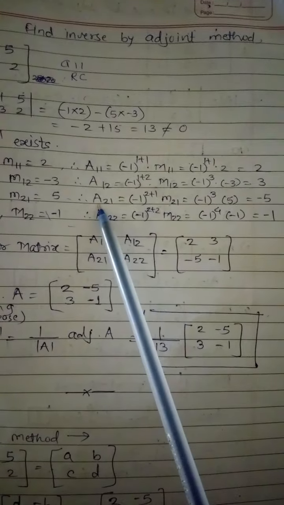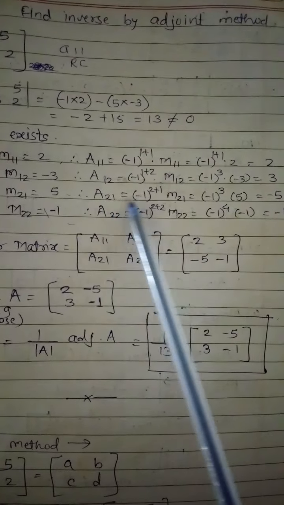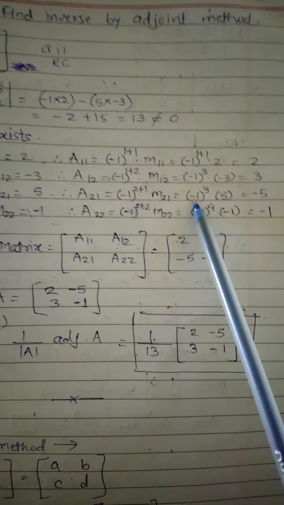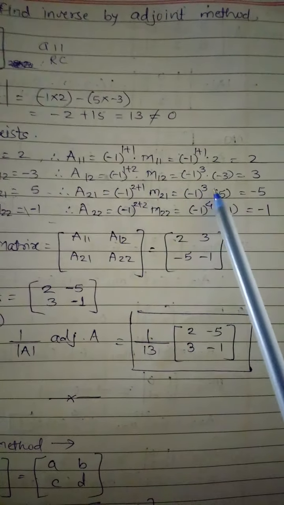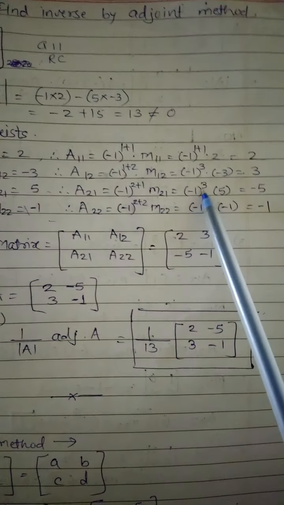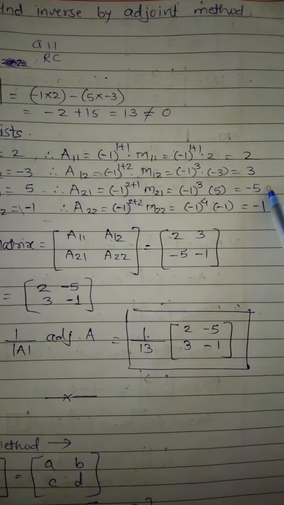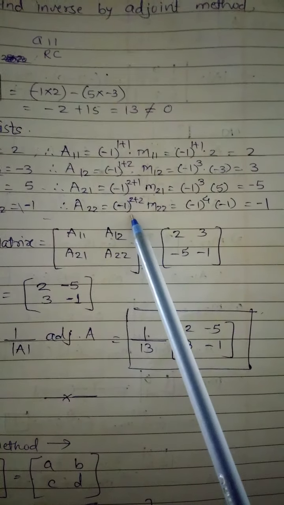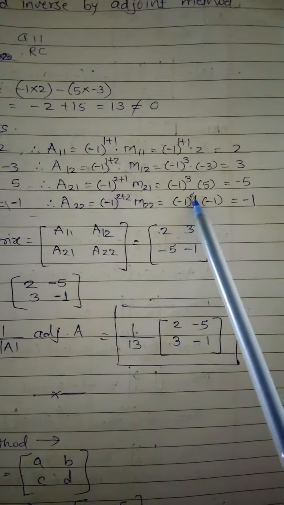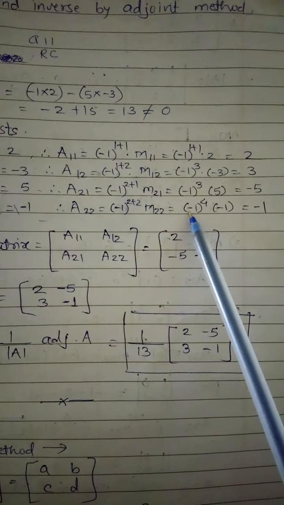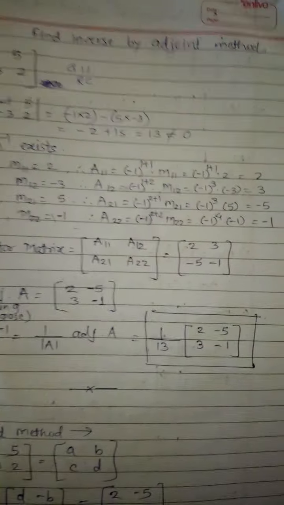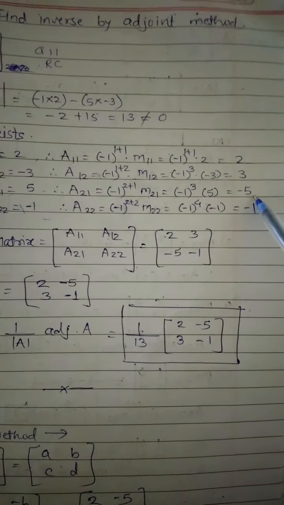Again we have to find the cofactor of position 21. The formula is -1 raised to 2 plus 1 into M21. So -1 raised to 3, and the value of M21 is 5. So 5 into -1, since the power is odd, remains -5. And for A22, -1 raised to 2 plus 2, so -1 raised to 4, the power is even, so -1 remains as it is. So we found the cofactors, that is 2, 3, -5 and -1.